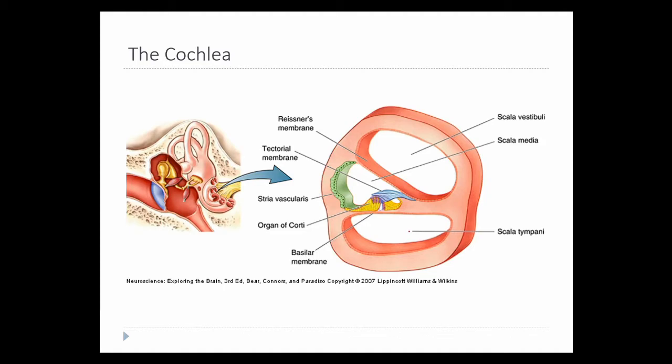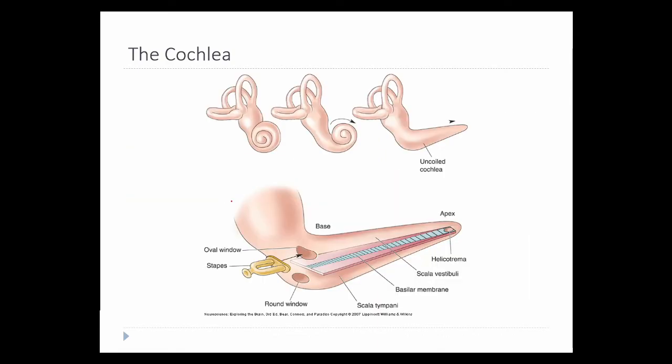And then actually I think I have that backwards. The upper chamber, scala vestibuli, is attached to the oval window. The scala tympani is connected to the round window. And then it'll become clear in a minute. And then the chamber in between is called, as you can see here, the scala media. In fact, media just means middle, because it's in between the other two chambers. And these chambers, all three, wrap around the central axis of the cochlea in a spiral.